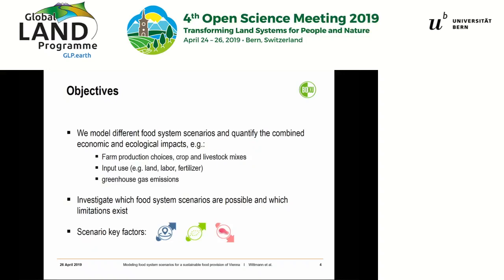And for the scenarios, we use three different key factors. The first one is to define a regional area where the food comes mainly from to fulfill the demand of the city. The second one is to increase the organic consumption. So currently we have a consumption share of 9% for organic products, and we increase that to 100%. And the third factor is to decrease the meat consumption from 70 kilograms per person and year to 20 kilograms per person and year. So these factors count for the Viennese inhabitants.